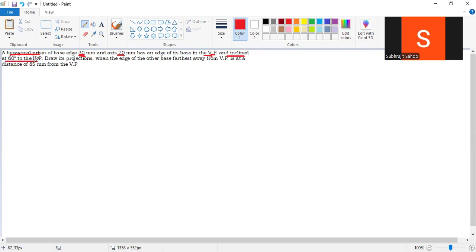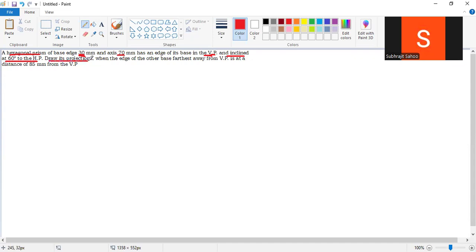60 degree to HP means the 60 degree will reflect in the vertical plane. Already several times I told, whatever dimension, whether distance, angle, anything is given with respect to the horizontal plane, that will be reflected in the vertical plane, and vice versa. If it is given with respect to the vertical plane, that will reflect in the horizontal plane. So the 60 degree in this question will be reflected in the vertical plane.